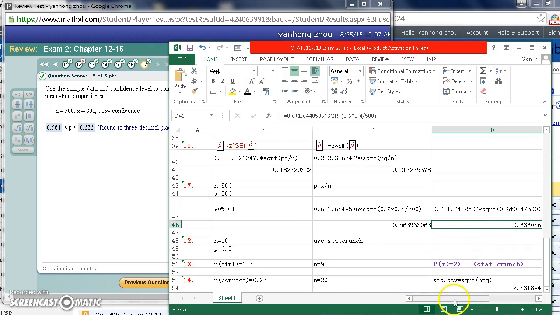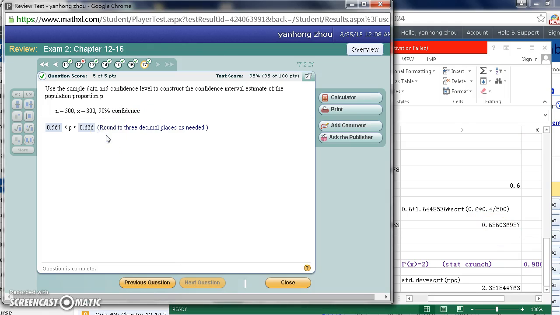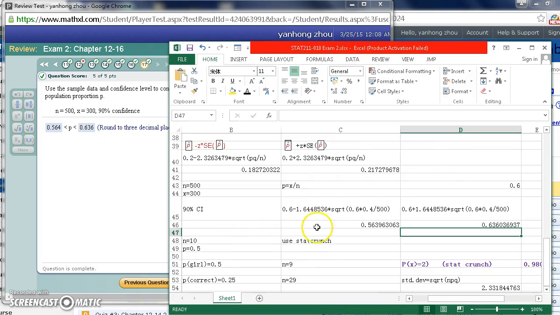And for the upper bound, you will just use the plus sign here instead of minus. The same thing here, I just put equal and plug in this formula, hit enter, and I get this upper bound, which is 0.636. Here it is. So similarly, you can use your calculator to plug in those values step by step.